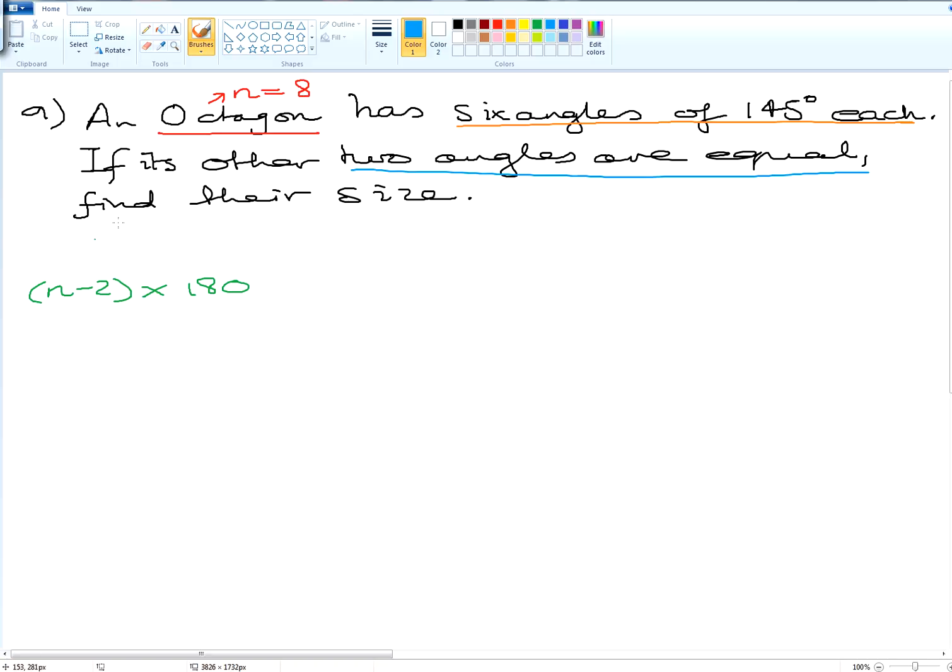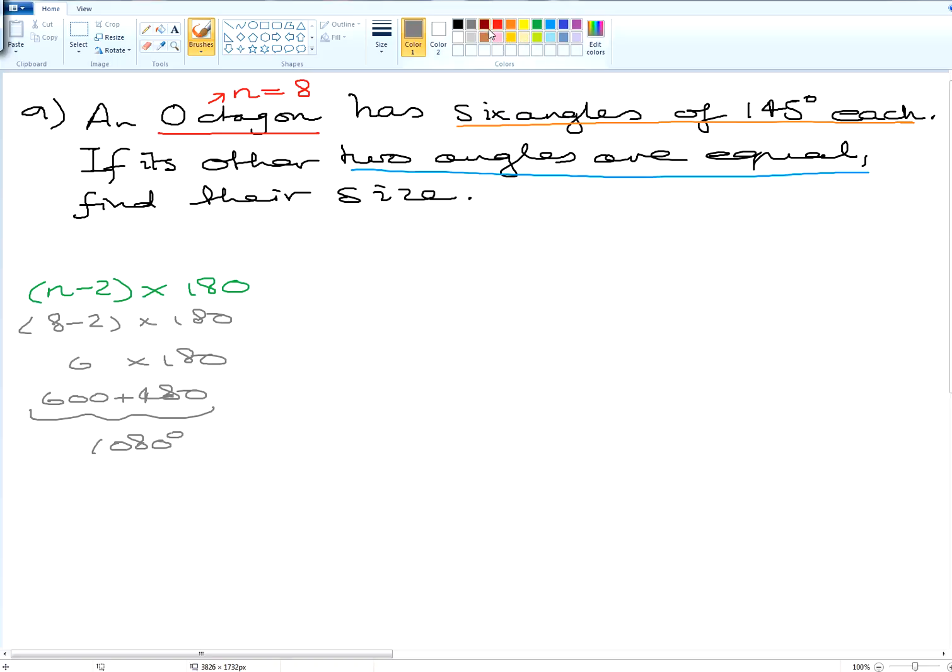Let's get the 8 and put it into here. So we have 8 minus 2 times by 180, which is 6 times by 180, which is like saying 6 times by 100 and 6 times by 80. 1080. So that gives you a total of 1080. Okay, so we now know this. We don't need to have the octagon drawn for us. This is like a verbal or a written question. So we know an octagon means 8 sides. We put that in there. Let's look at the next part of the question now.